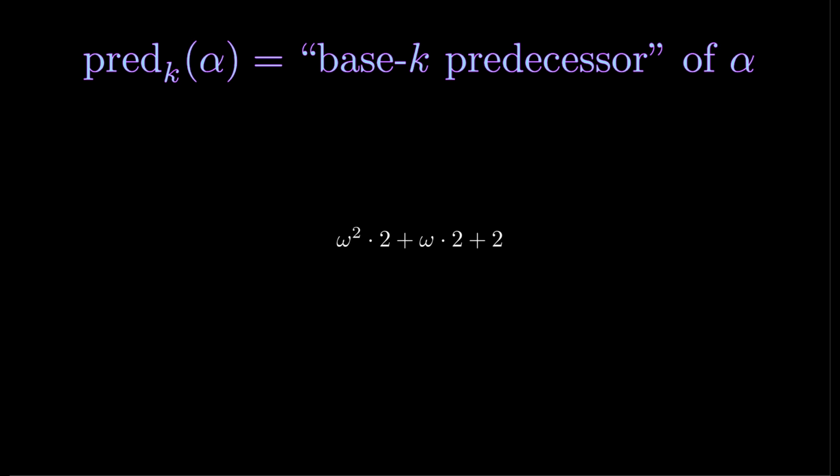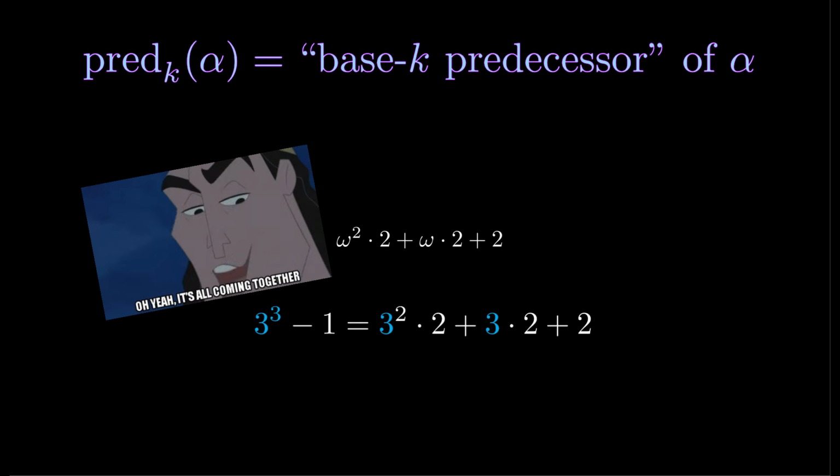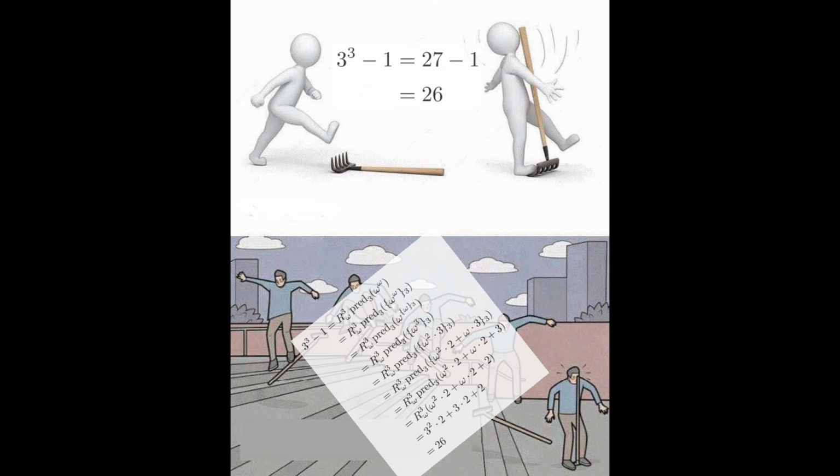And there we go. Notice that the answer is analogous to how 3 to the 3 minus 1 is 3 squared times 2 plus 3 times 2 plus 2. Of course, this is what we expected. This may not be the most efficient procedure for computing a base k predecessor, but you know how mathematicians are with programming.